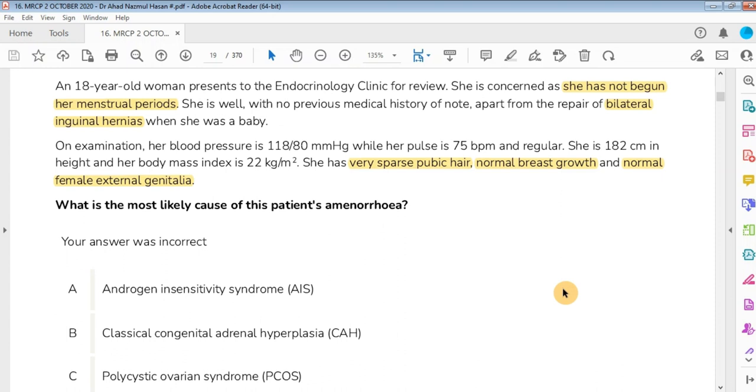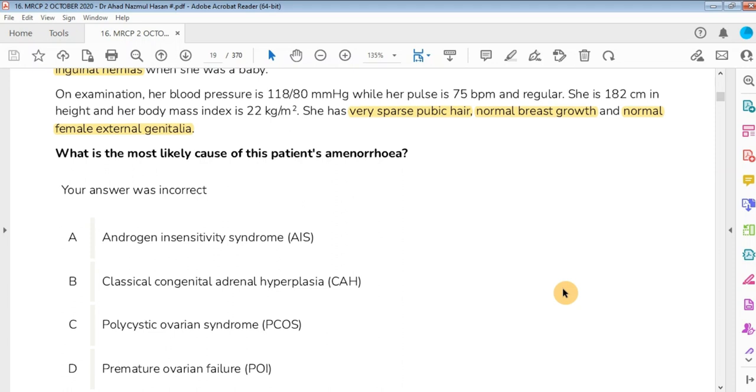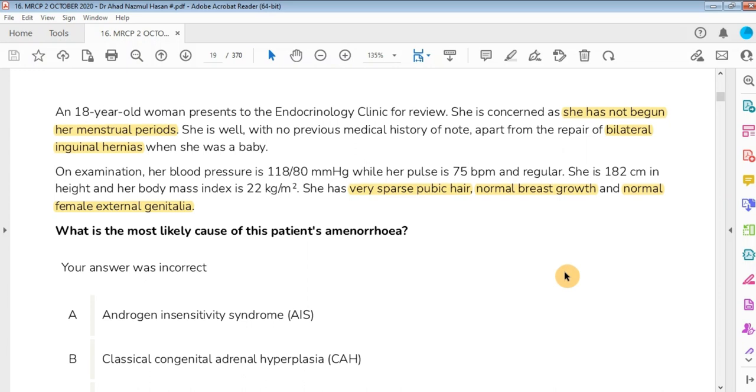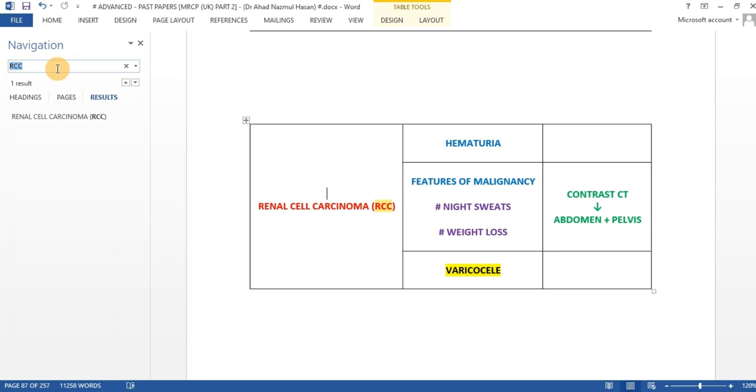What is the most likely cause of this patient's amenorrhea? AIS, CAH, PCOS, premature ovarian follicle failure, and Turner syndrome. AIS. Yes, very good. This is the case of AIS, androgen insensitivity syndrome. Previously, it was known as the testicular feminization syndrome.